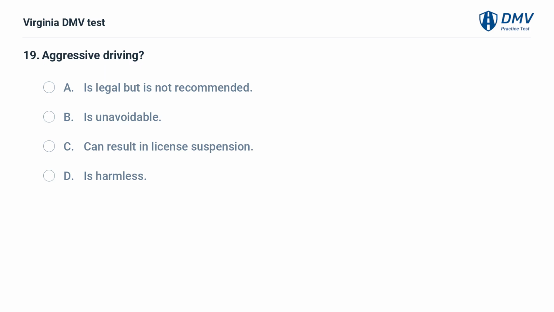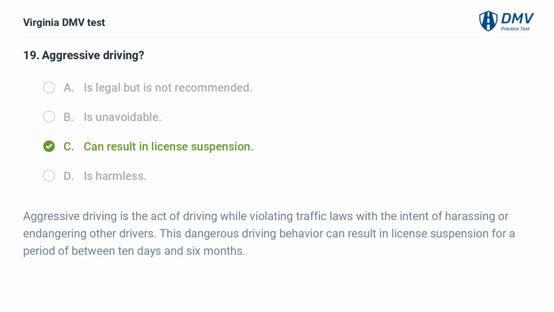Aggressive driving? A. Is legal but is not recommended. B. Is unavoidable. C. Can result in license suspension. D. Is harmless. C. Can result in license suspension. Aggressive driving is the act of driving while violating traffic laws with the intent of harassing or endangering other drivers. This dangerous driving behavior can result in license suspension for a period of between 10 days and 6 months.